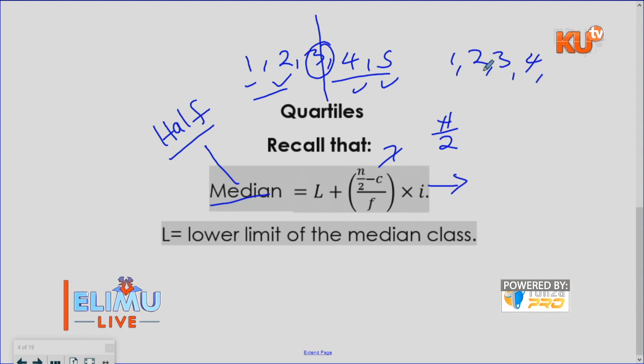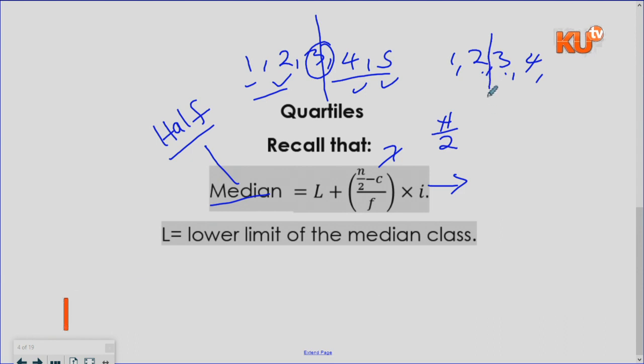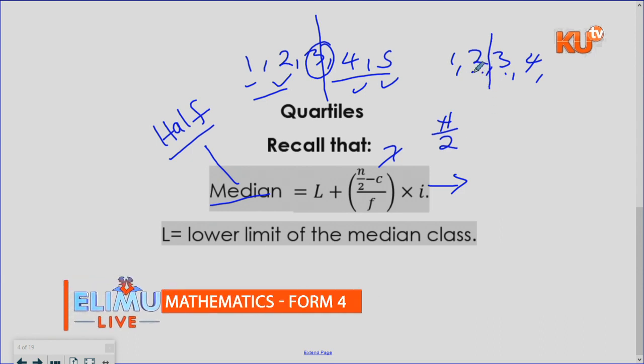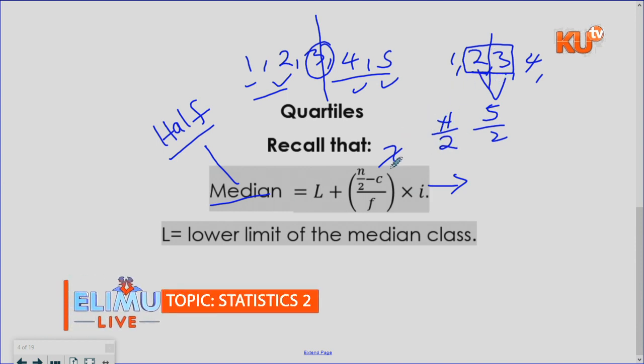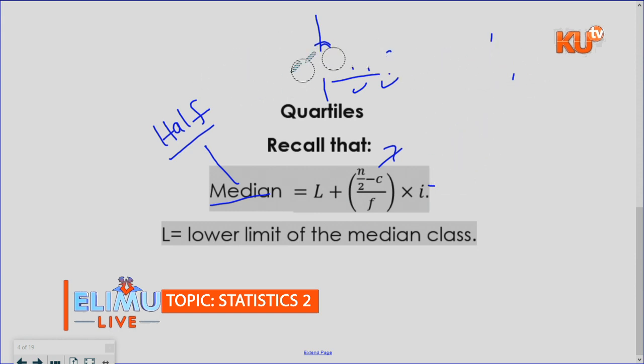So you cannot say 2 is the median or 3 is the median, because these are 4 values. You have to cut here first of all. Then these 2 values on the boundary, you share. So you add the 2, 2 plus 3, you get 5, then you divide by 2. That you did in Form 2. That is not what we want to do, but this is a quick recap just to help us understand the reason why we are talking about N over 2. So N over 2 here means you take the total frequency divided by 2.